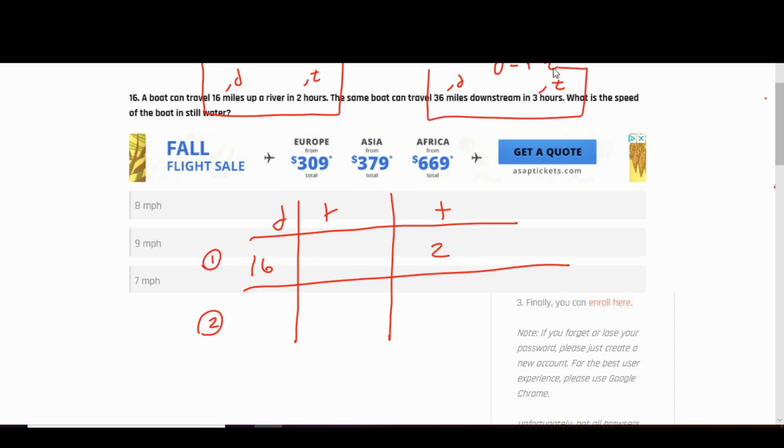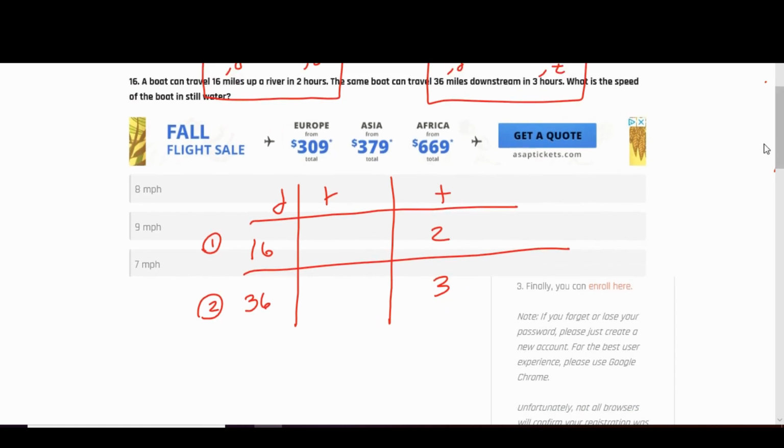I'm going to make this one our second condition. So we know our distance is 36 miles. We know our time is 3 hours. And now we want to know what the speed of the boat is in still water. This first condition is upstream, and this second condition is downstream.